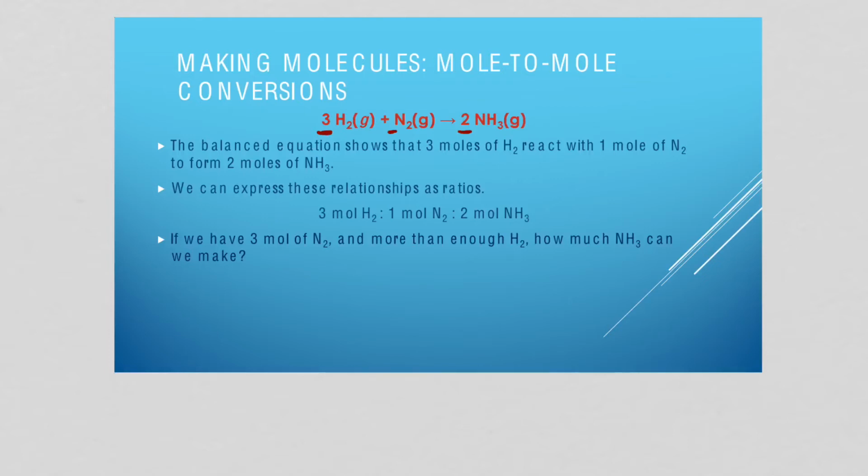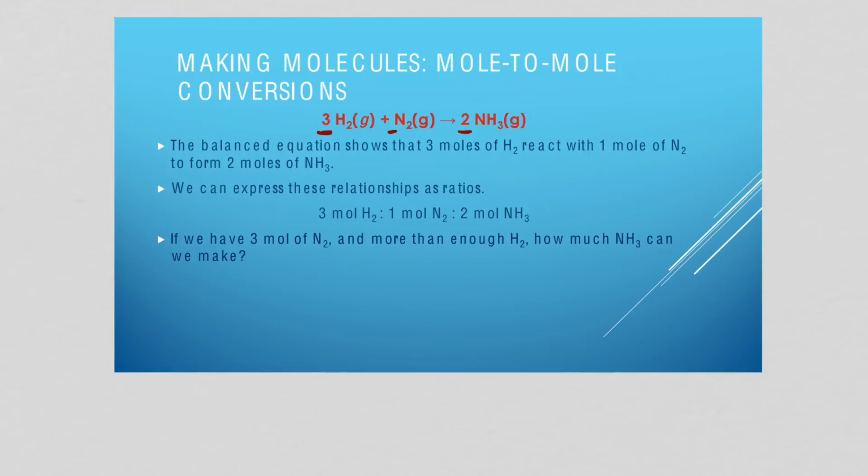So I can set up ratios between any 2 materials. So I know that I have a 3 to 1 to 2 overall, so I can make a relationship between any 2 of these. And that's what we're going to do in these problems. In these problems, they're going to tell us we start with this much of this thing, and we want to know something about some other material. So there's always 2 things that are involved: what we start with and what we're trying to get to.